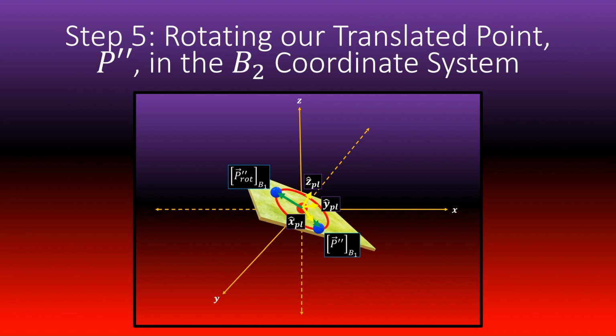All right, so now the penultimate step in explaining why the rotation formula is so scary is rotating our translated point P double prime in the B2 coordinate system by using that rotation matrix that I was talking about earlier, the rotation matrix around the z-axis.